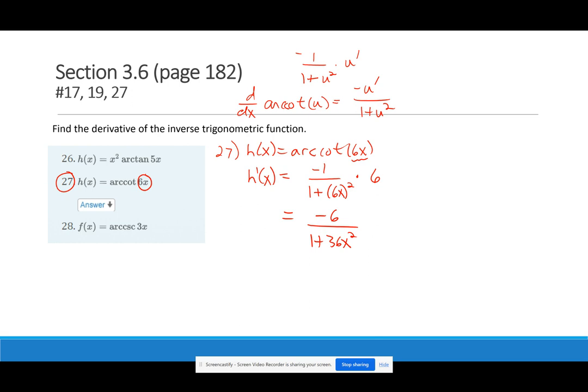You can't knock the 6 and the 36 out because 6 is not a factor of the denominator. This is actually as good as it gets. So the hard part here is just knowing the formula. But again, make sure you know the formula for arc sine, arc tangent, and arc secant of x. Okay, know those, and then all the cofunctions just have a minus on them when you get ready to do those. Okay.